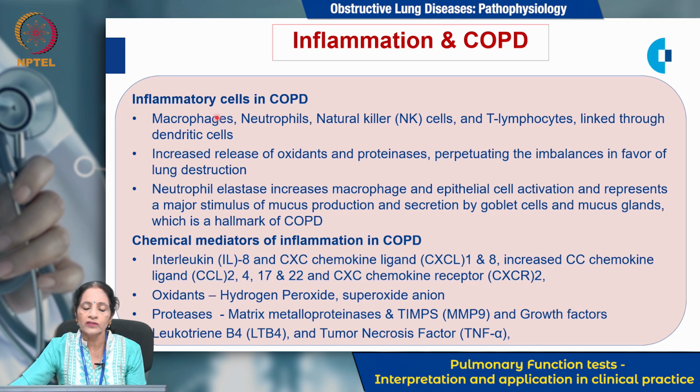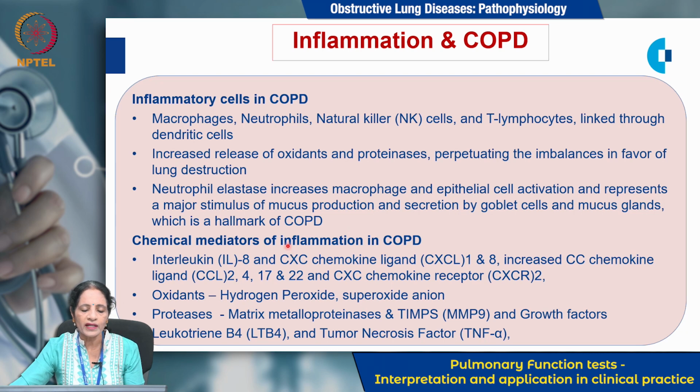This is what these inflammatory cells do, and especially the neutrophil elastase increases the macrophage and epithelial cell activation as well, and represents a major stimulus for mucus production and secretion by goblet cells, which are the lining cells of the bronchial epithelium, and the mucus glands which are present underneath. This is supposed to be the hallmark of chronic obstructive pulmonary disease, that is secretion of mucus and increased production of mucus.